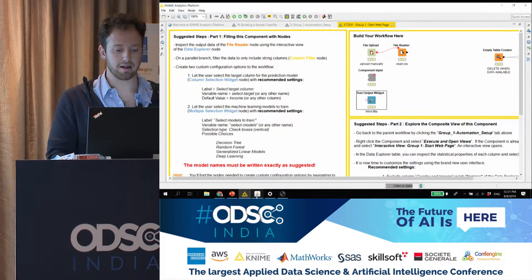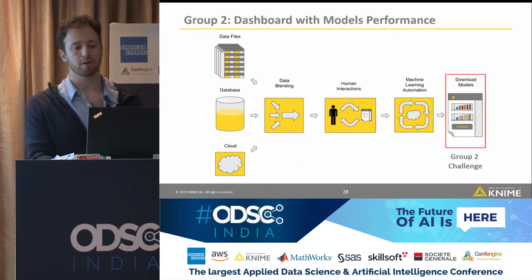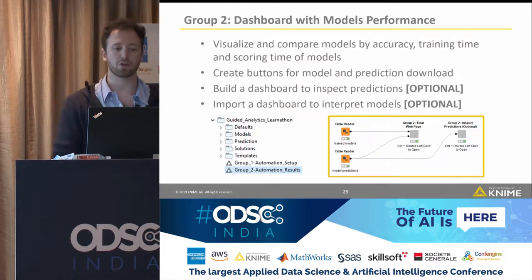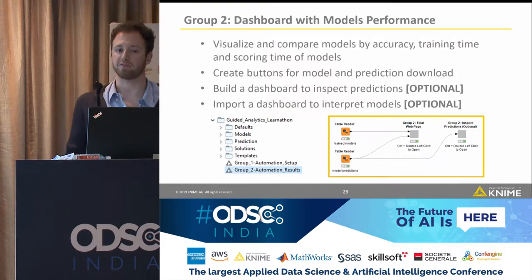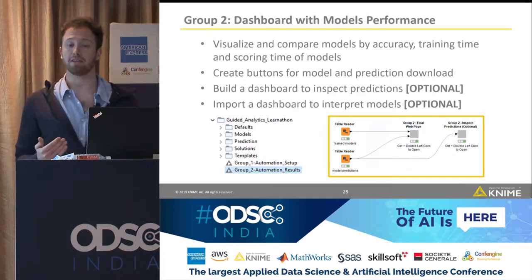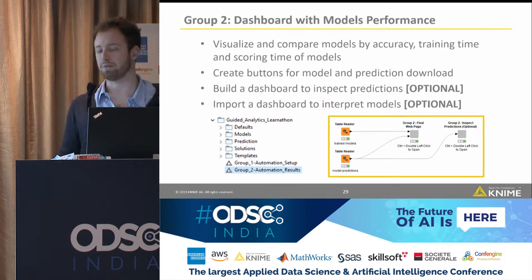And let's see also group two before we get into this. Group two is instead about the dashboard that comes at the end. So we're going to visualize the performance of those models, the time it took to score them, create some download buttons where you can actually download the predictions and the model that was trained, and also optionally something to inspect the predictions, but most interestingly, something that we can use to interpret the models.